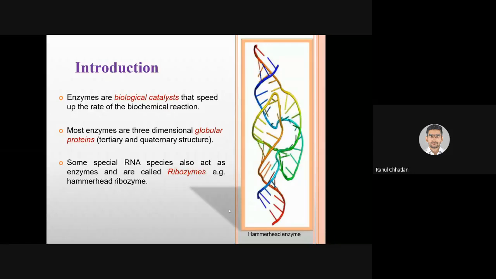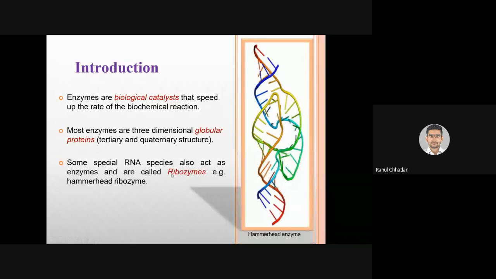Some special RNA species also act as enzymes and are called ribozymes. Example, hammerhead ribozyme. As the name suggests, hammerhead, the part which is going to work as the enzyme will be in the form of a hammer. What is a hammer? What do you call a hammer in Gujarati? You understood the shape. The shape is like a square or a rectangle followed by a single strand pipe. So that is the hammerhead ribozyme.